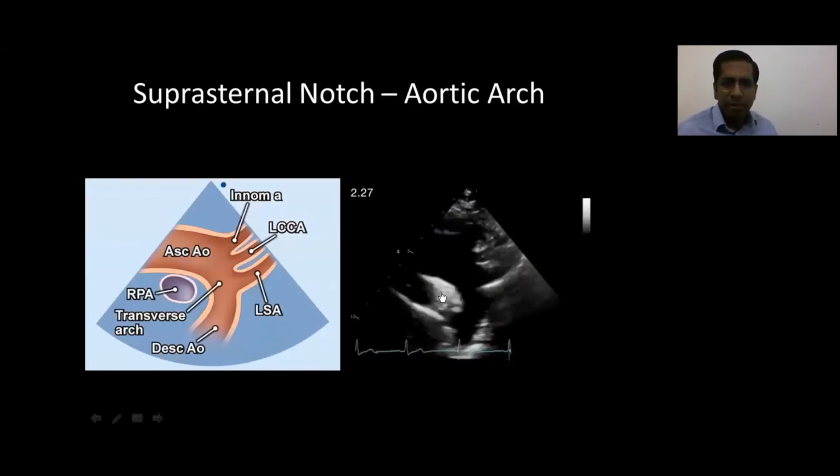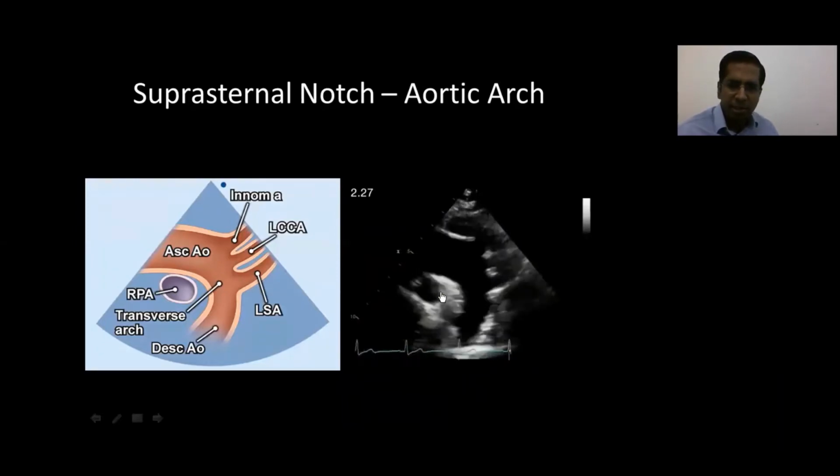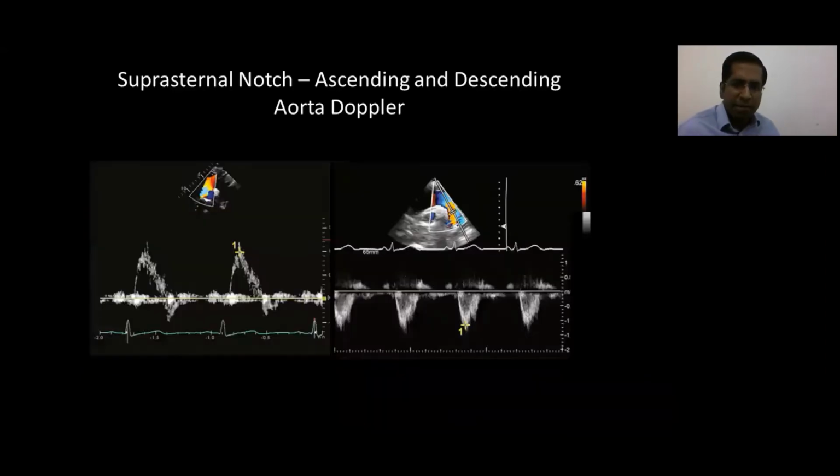Now, these are not my recommendations. These are the society's recommendations, and I have just stuck to only those bare minimum recommendations. So that after this, if you go and open the guidelines and go through it, you will find that everything that is being discussed today is exactly verbatim what is there in the guidelines. So these are the ascending aorta pulse wave Doppler, and this is the descending aorta pulse wave Doppler.